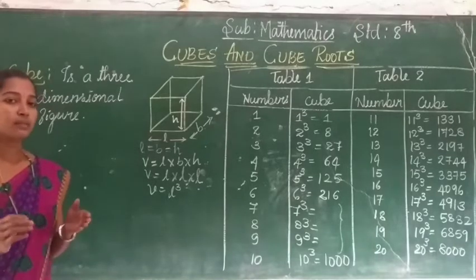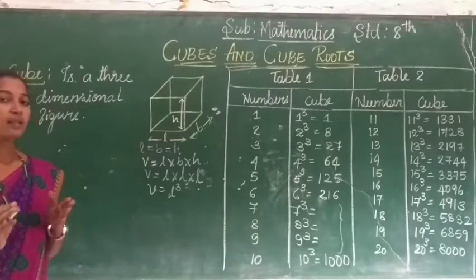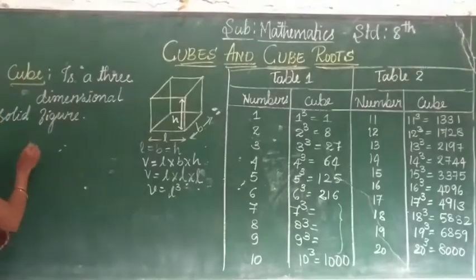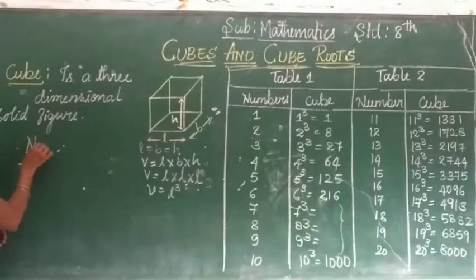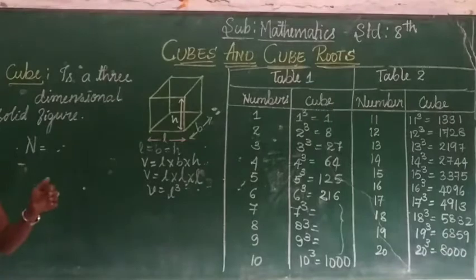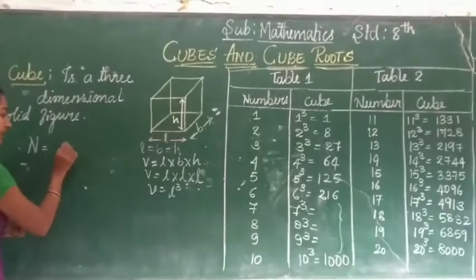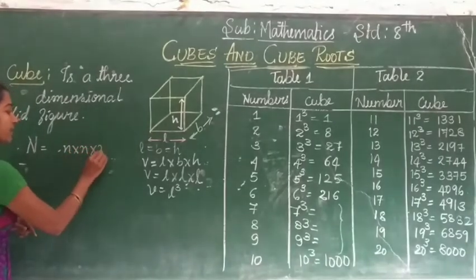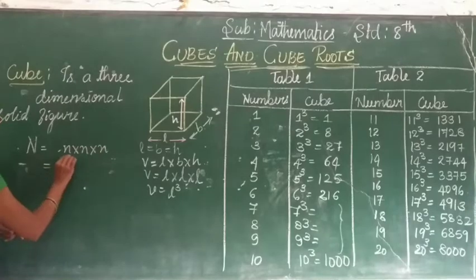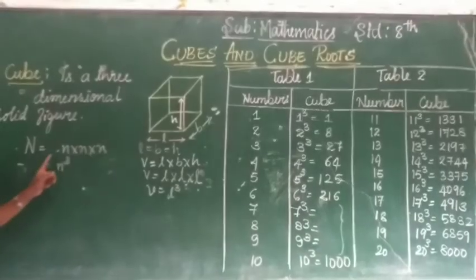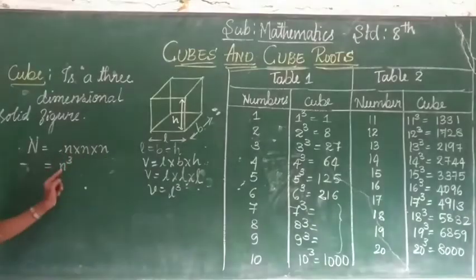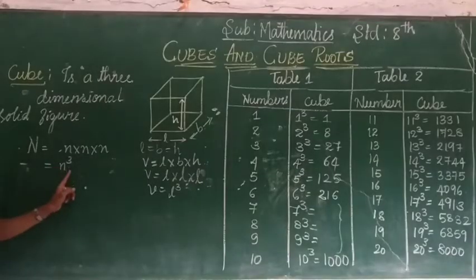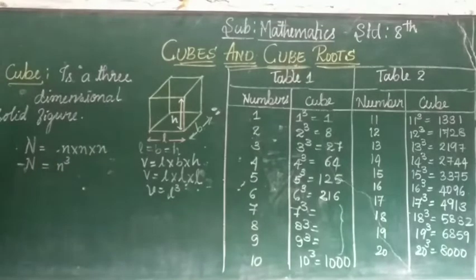Now let's come to arithmetic. Cube is also a number. Suppose n cube is obtained by multiplying the number n by itself 3 times. When a number is multiplied by itself 3 times, it is a perfect cube. Now we can write it as n cube. We have to pronounce this as n cube.